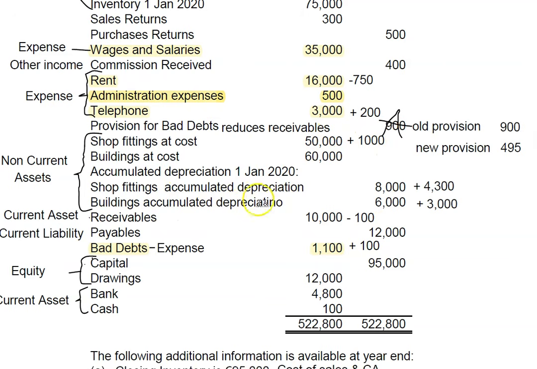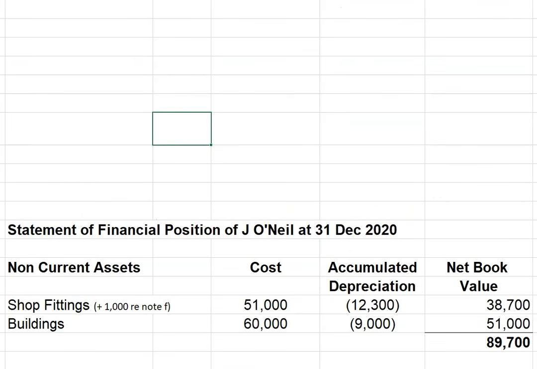And the cumulative depreciation we pick here, and it's gone up due to this year's expenses for depreciation. So 12,300 and 9,000. We add the two of them together. So cost minus depreciation. So the shop fittings cost 51,000, but they've fallen in value to 38,700. Buildings have fallen in value. And so our total net book value of our assets is 89,700.